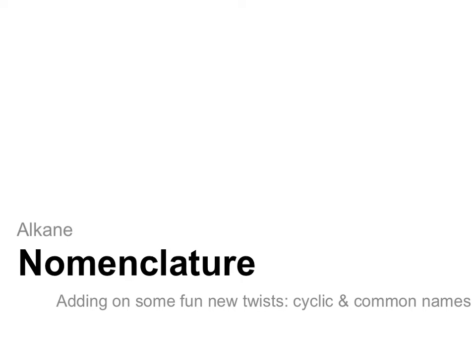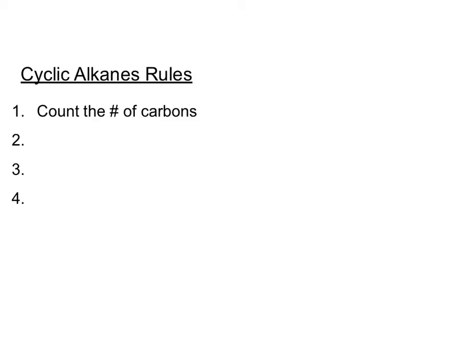So we're going to take the basics of alkane nomenclature and we're just going to add some additional information on. So this doesn't change any of the rules as before. It just allows us to analyze and name more complex molecules. So cyclic alkanes are going to be those ones bonded in a ring and they follow generally the same rules.